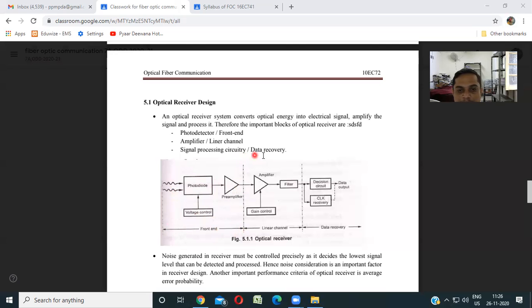Then the second block is called the linear channel. Here the input is the electrical signal, and here we have the amplifier and the gain control, which is used to maintain the gain of the amplifier.